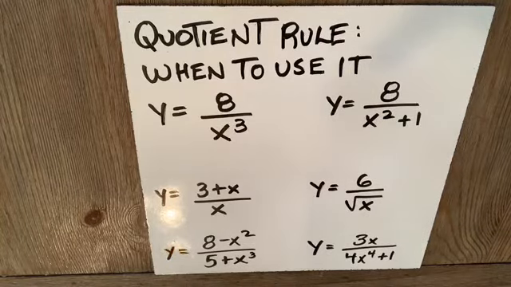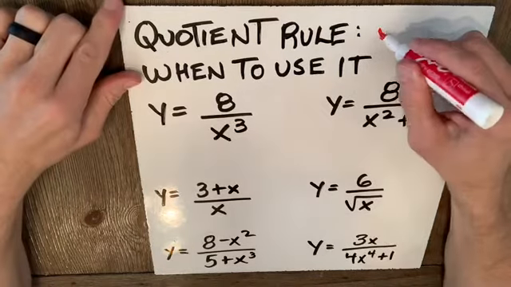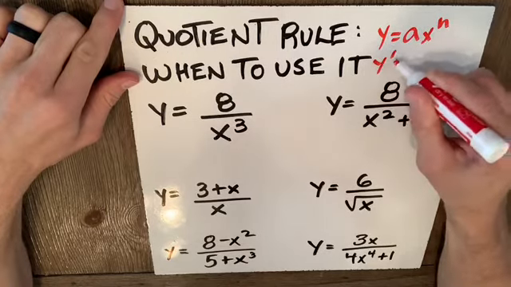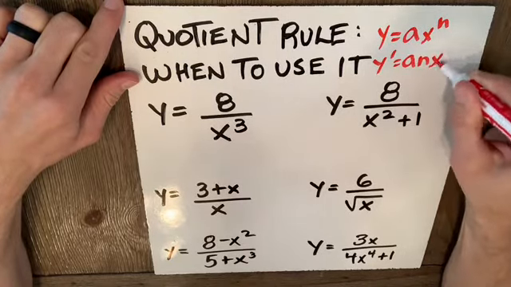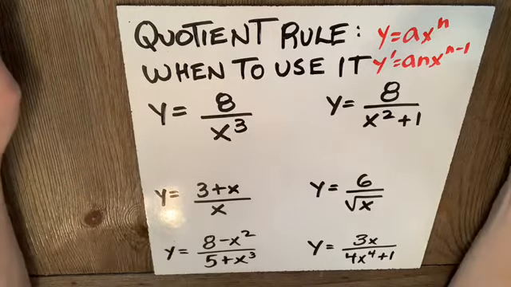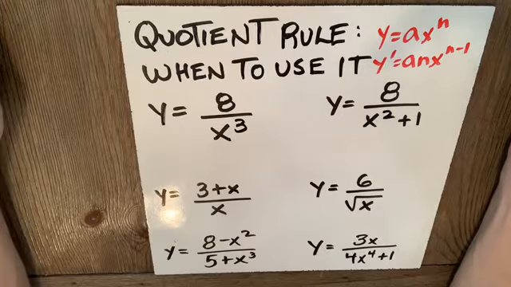Now, in some cases, it's up to you to figure out, is it easier for you to use the power rule? Which, remember, the power rule says if y is equal to a x to the n, then y prime is a n x to the n minus 1. Sometimes it's easier to use that than to go through the whole process of using the quotient rule.